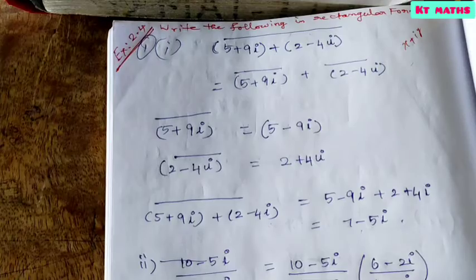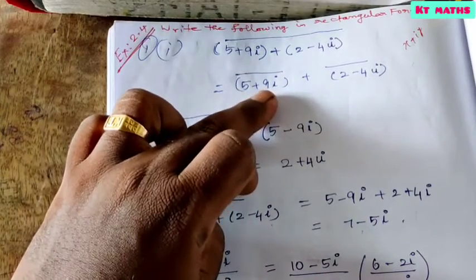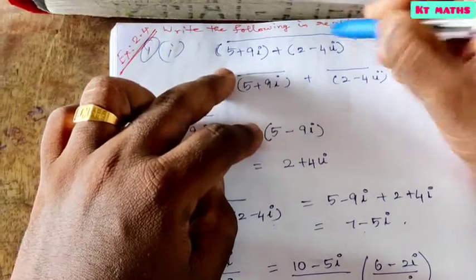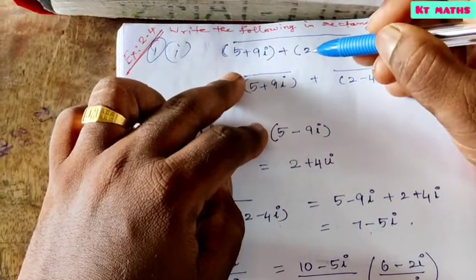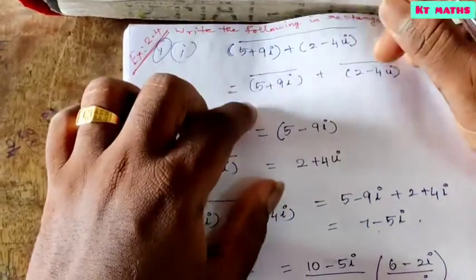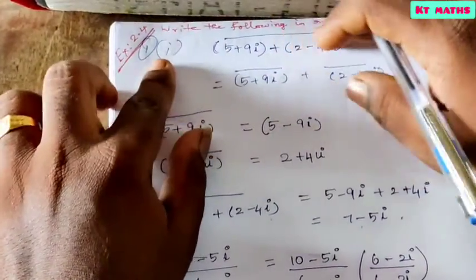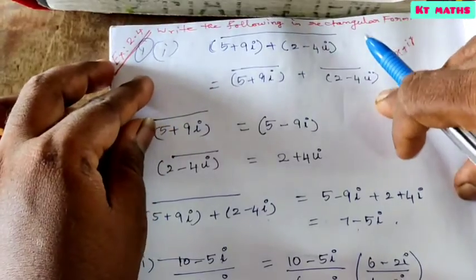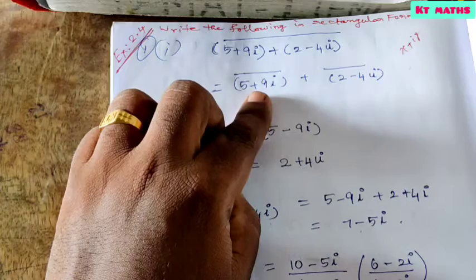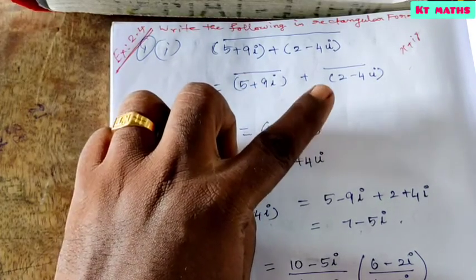First subdivision: 5 plus 9i plus 2 minus 4i, the whole bar. In properties we know that we can split this whole bar into 2 bars. So z1 plus z2 the whole bar is equal to z1 bar plus z2 bar. So first we can split it into two: 5 plus 9i the whole bar plus 2 minus 4i the whole bar.